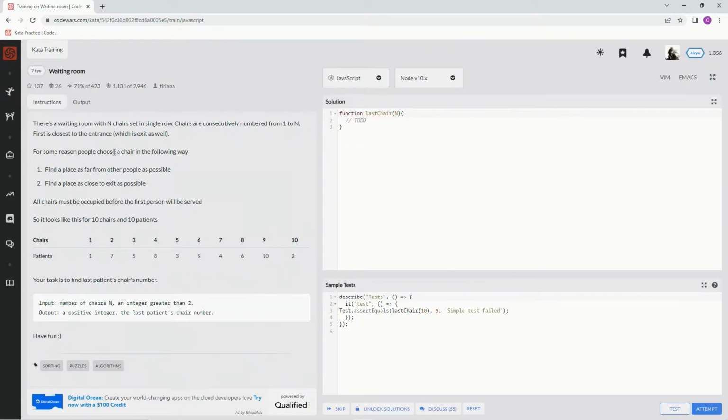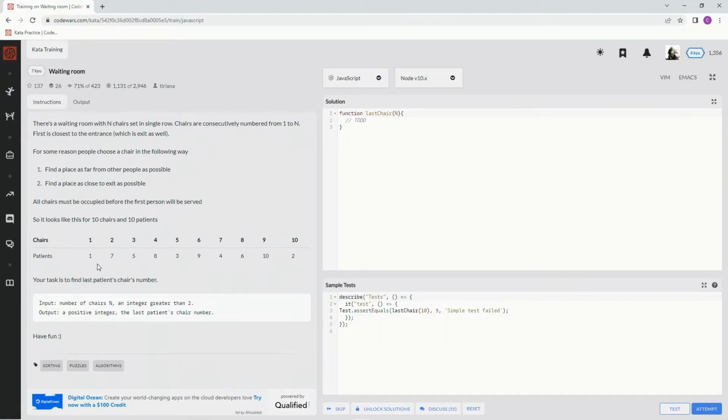For some reason, people choose a chair in the following way. Find a place as far from other people as possible. Find a place as close to the exit as possible. All chairs must be occupied before the first person will be served. It looks like there needs to be 10 patients and 10 chairs, all right?